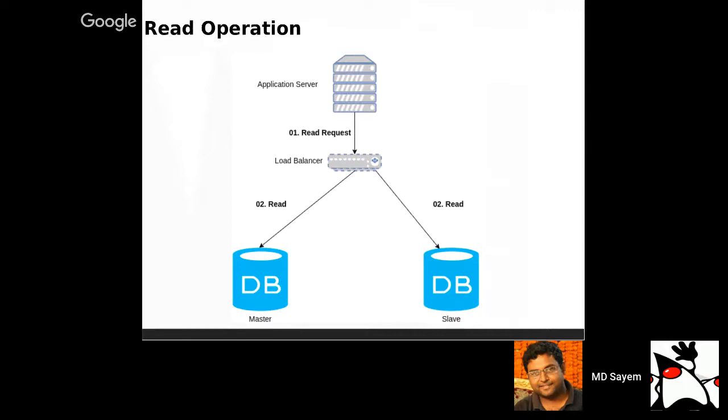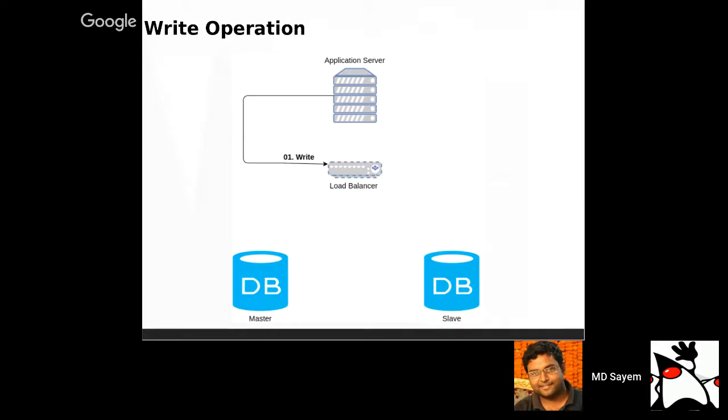So this is pretty easy to understand. Receive a read request, either forward it to master or to slave. If master is executing too many queries at the same time and slave has a bit lesser load, forward this to slave. Otherwise, forward this to master.